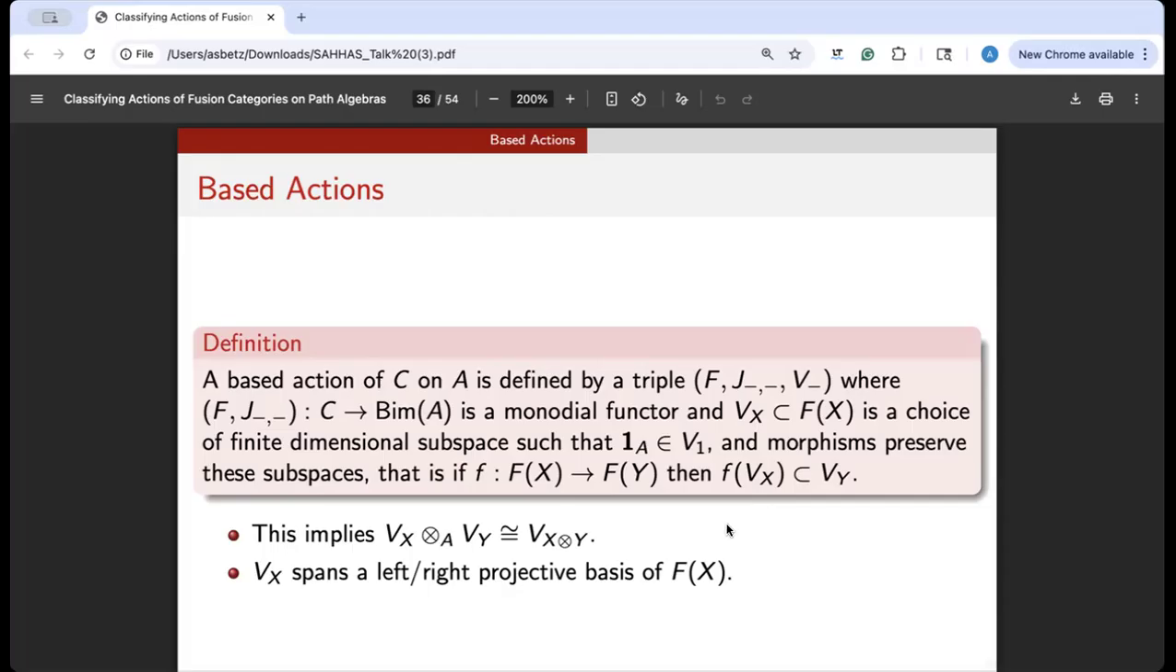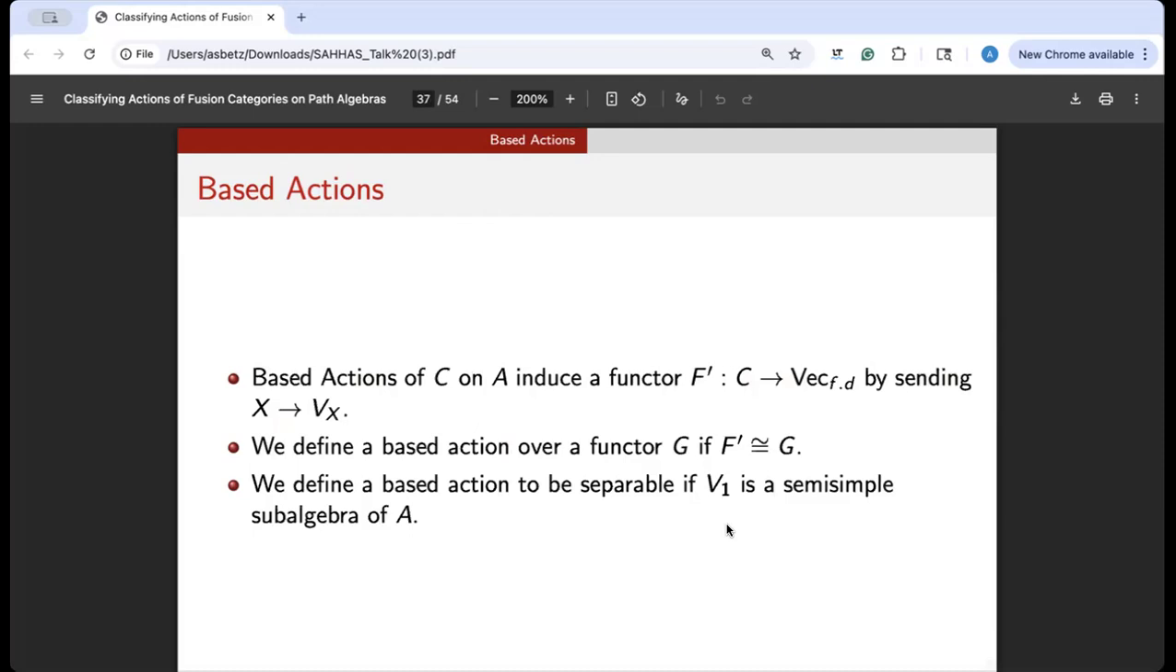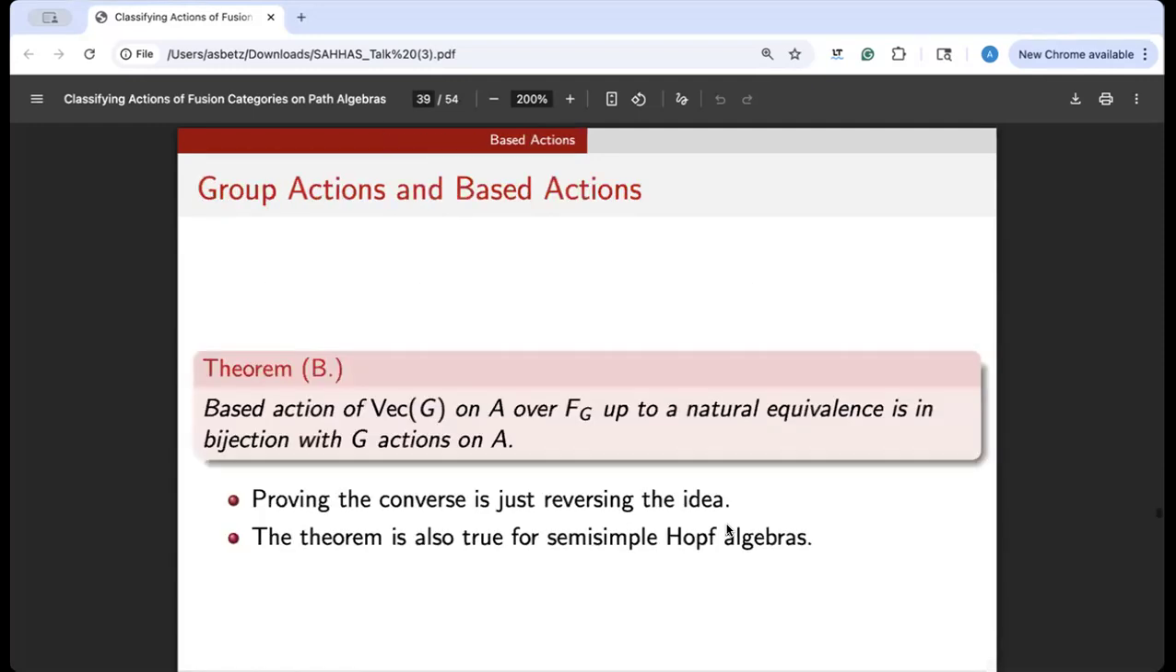And so the reason why I define this is that my original motivation here was to connect, it's well known that if you have a group action, you produce a vec G action. But what vec G actions actually are group actions? And it's these based actions over this specific functor here. And so that was the original motivation.